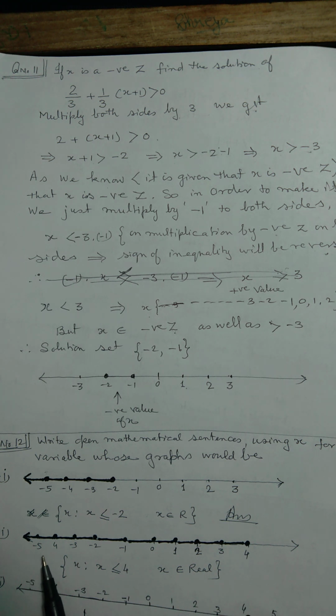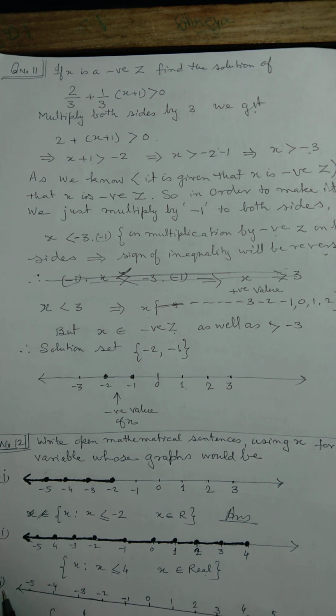Now proceed to the second part. The graph is given here. So x such that x is less than or equal to 4. So here you see, from 4 we have to move to the left side. 4, 3, 2, 1, 0, and so on. So x is less than or equal to 4. So x belongs to real. We can straightaway say when the complete line is darkened, there is no doubt. Straightaway you can write that it is real.